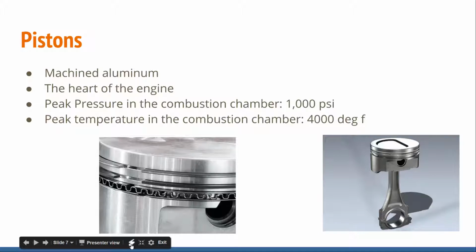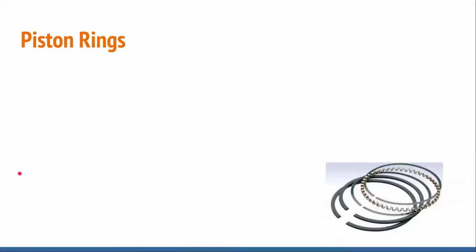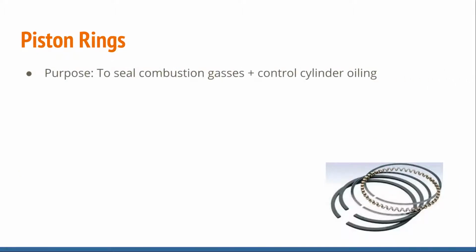And you'll see the little rings right here. Those 3 rings right there. Those are the piston rings. So we're going to hop into talking about the piston rings here. What is the purpose of the piston rings? Purpose is to seal combustion gases and to control cylinder oiling. So typically there's going to be 3 piston rings on every piston.